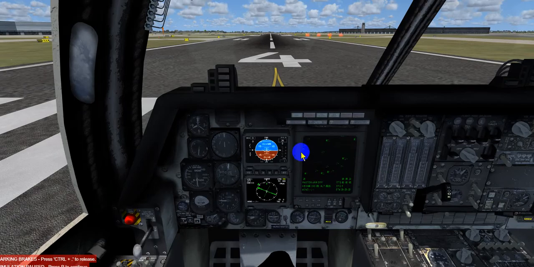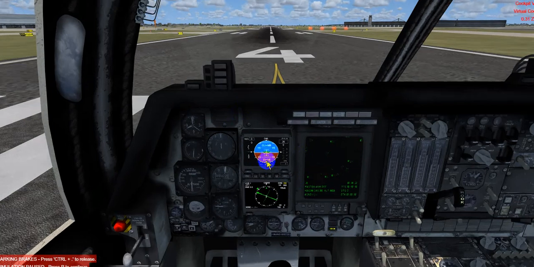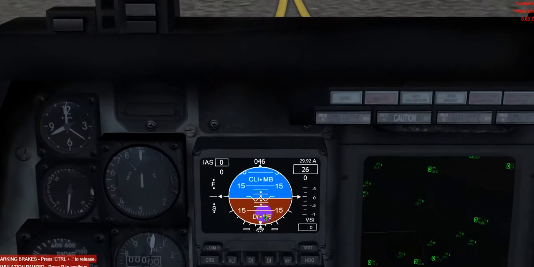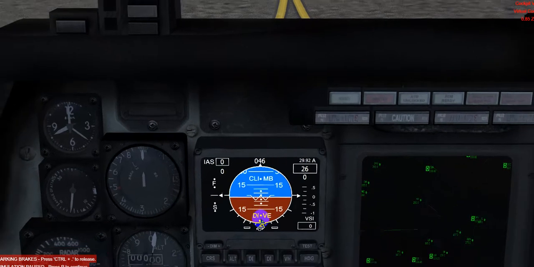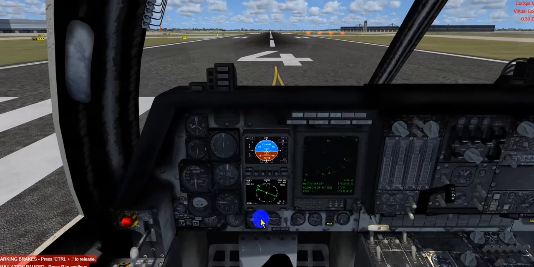So if we look at this aircraft here, we're pretty much at a 0 angle of attack, or as close as we could be. It might be slightly high, but if we look at the attitude indicator, we could see that the nose is placed slightly above the horizon. So let's just pretend that that is a 0 degree angle of attack.